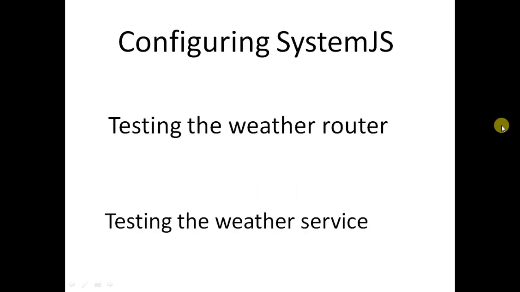Now, configuring system.js. To use an HTML-based test runner, you need to add Angular testing modules to your system.js configuration. The fragment from the systemjs.config.js file that comes with the project.